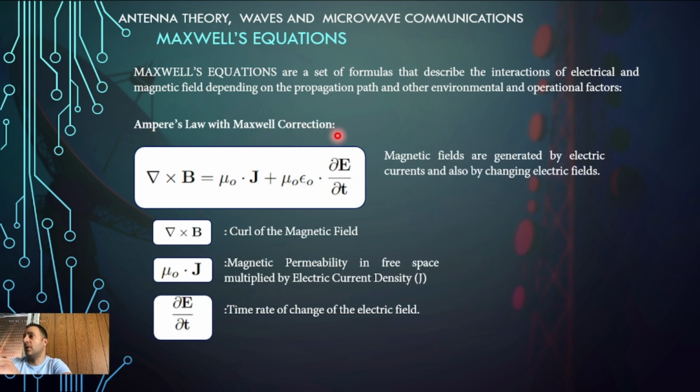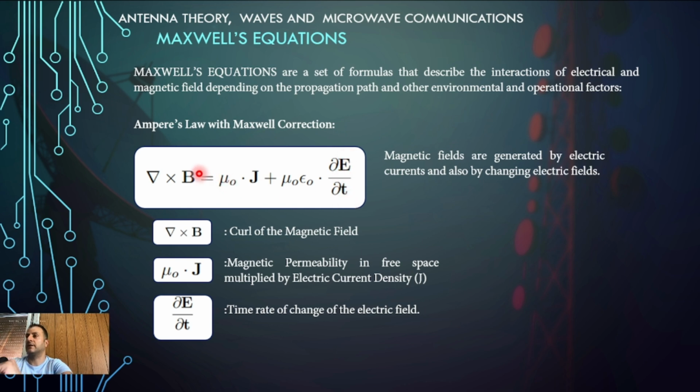Ampere's law with Maxwell correction. Okay, so here what we're saying within this equation, and this was done by Maxwell. The curl of the magnetic field, which is also the variation of the magnetic field, is equal to the magnetic permeability, this is mu0, multiplied by the current density, the density of the electrical current, plus mu0 epsilon0, which is permittivity, both in empty space, this is why it's 0, multiplied by the change, the derivative of the electrical field during time.